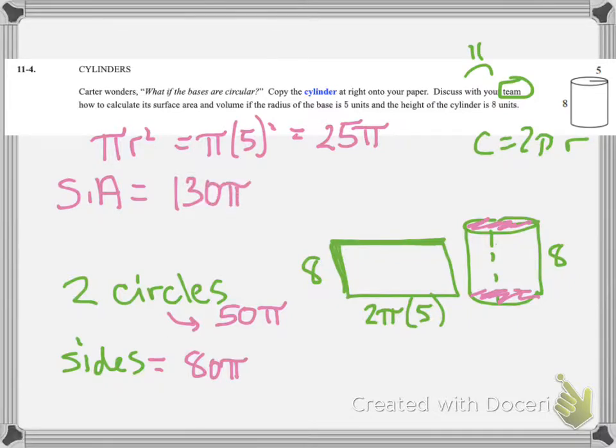If we use a calculator, we just put in 3.14 for pi, and multiply it out. And we get our surface area. So this would be square units, and that's that.